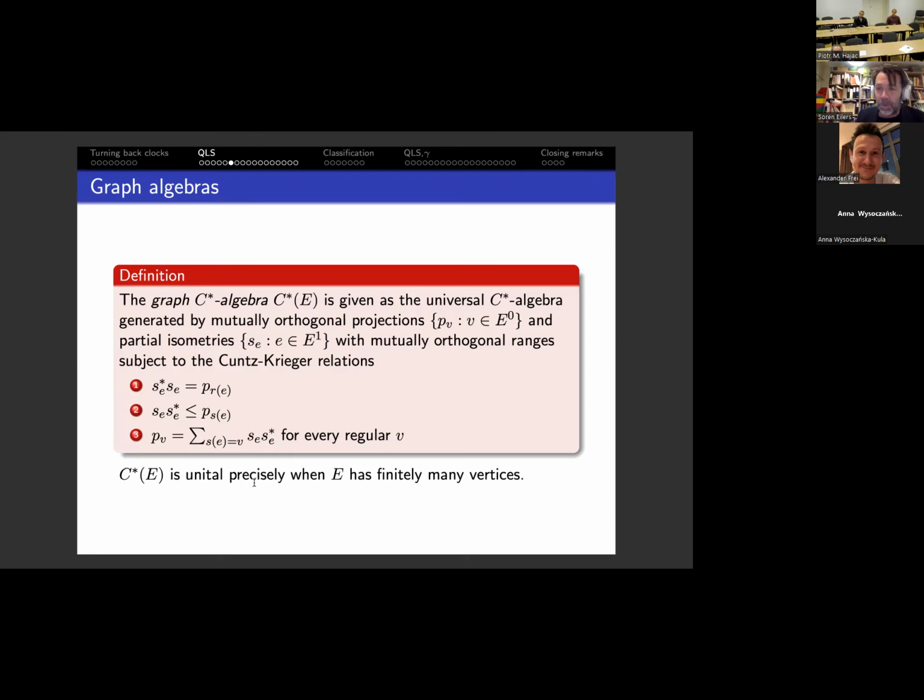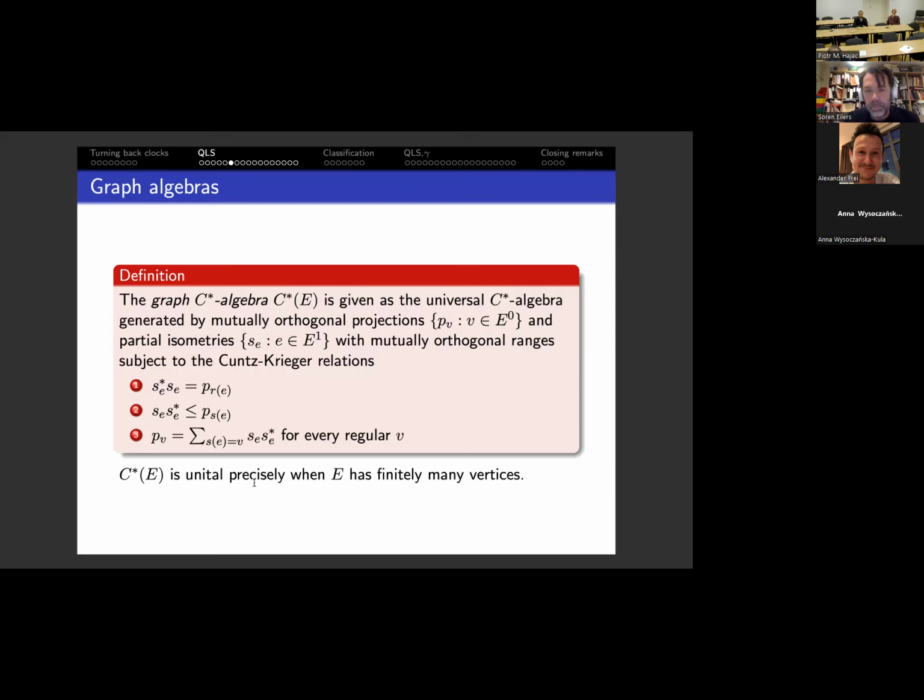And then the most important relation is that if you have a regular vertex, which means a finite, nonzero number of edges coming out, then when you take the SE SE stars, this will sum up to PV. So these are the famous Cuntz-Krieger relations, and this is a way of defining a C-star algebra based on a graph. You can do this for any graph. You can also do it for graphs that are bigger than countable, but I don't want to do that today.